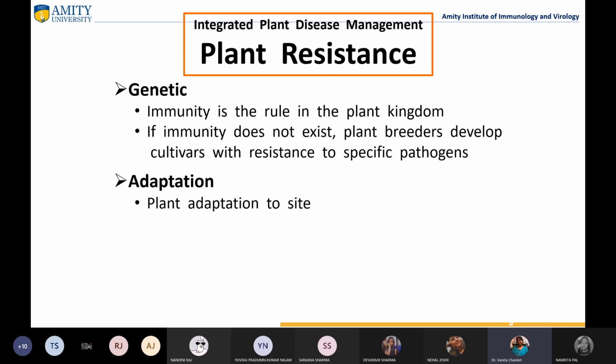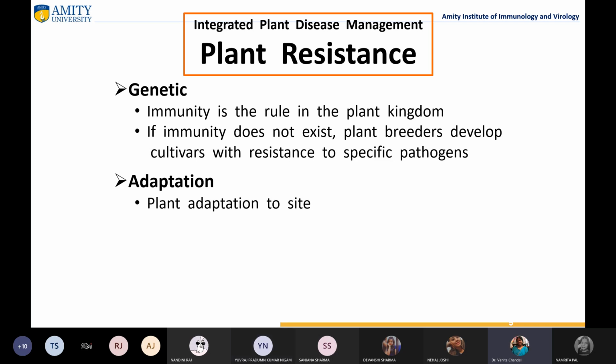Then resistance. The resistance could be genetic, that some plants are naturally resistant to some kind of pathogen and some plants are susceptible to some pathogen. So we should be careful enough to select the resistant varieties, and not grow the susceptible varieties. A lot of breeding programs are there, and a lot of plant varieties have been generated which are free from the pathogens through conventional breeding methods and through transgenic methods these days. So this is an ongoing process, right?